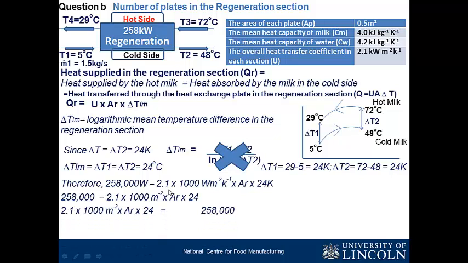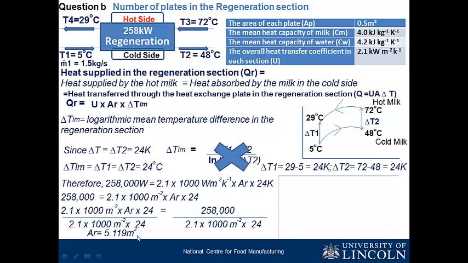Then divide through by this, this is what we have. We want to find out our AR, so we need to divide through by 24 and 1000 and 2.1. So you have your AR standing alone. Then 258,000 divided by 2.1 divided by 1000 divided by 24. So you have AR, which is the overall area in the regeneration section, to be 5.119 meters square.